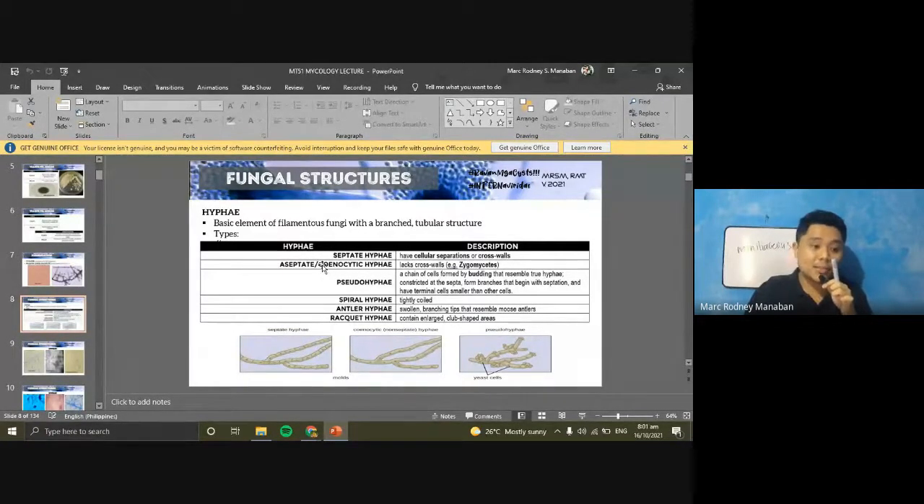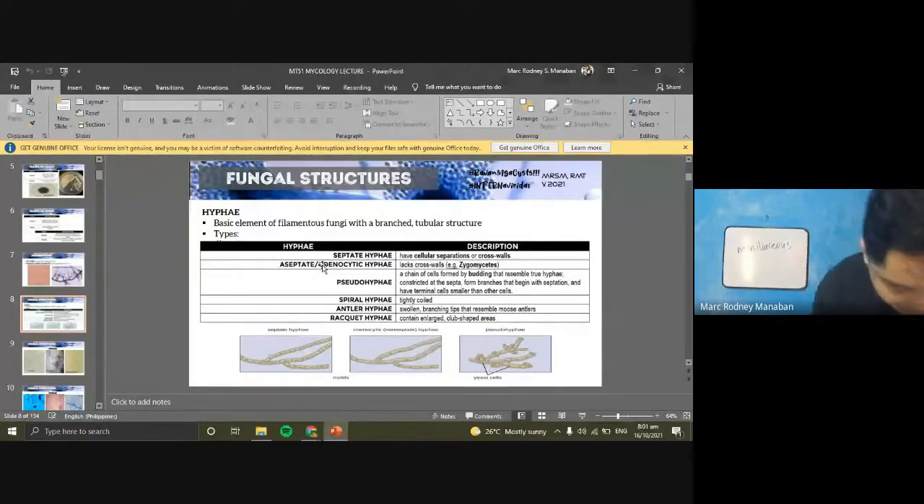Hyphae can be categorized into two types. You have septate and aseptate. When you say septate hyphae, these are hyphae that have cross walls or septations, divisions, cellular separations or cross walls. Septate. Now another one is, in contrast, aseptate or coenocytic. They don't have cross walls. All right, so let me draw this to make it clearer.